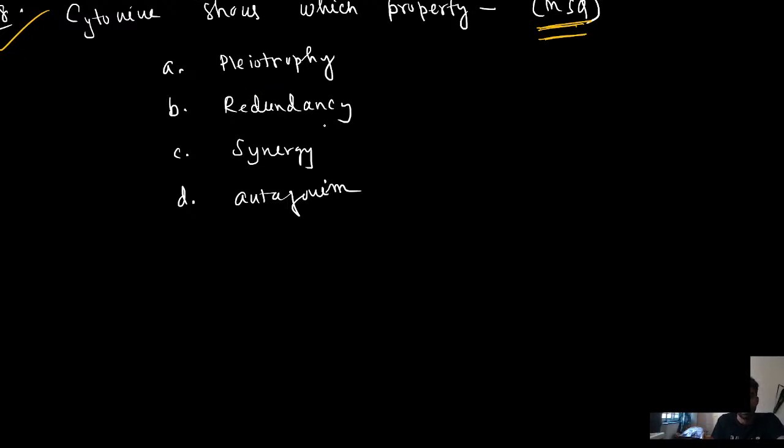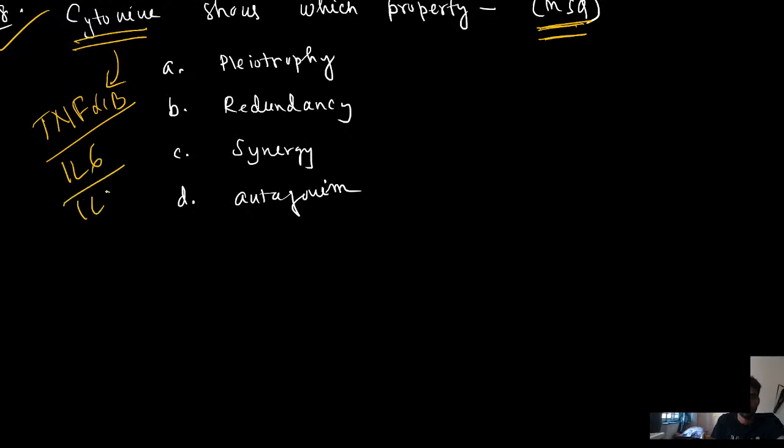Pleiotropy, redundancy, synergy, antagonism. Okay, there are four properties: pleiotropy, redundancy, synergy, and antagonism. Cytokine, I hope you know the cytokine. There are a lot of interleukins, interferons, chemokines, cytokines, all these things. Like tumor necrosis factor is there, cancer role, interleukin 6, interleukin 2, a lot of things. All will happen.